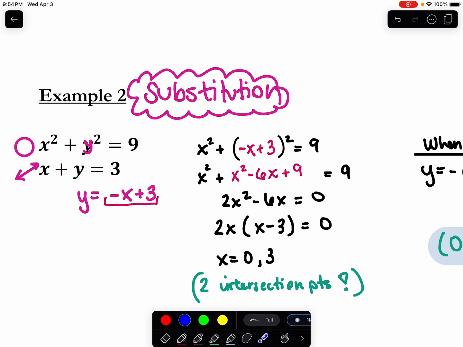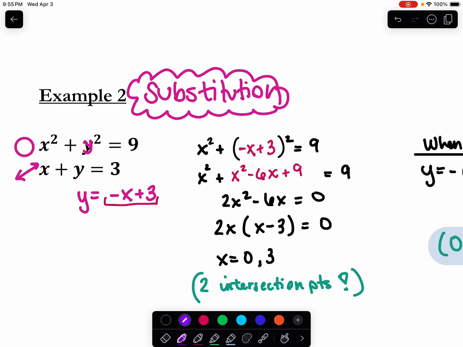I set it equal to 0. Now I'm going to factor it by taking out a GCF, the 2x. So 2x squared divided by 2x is x. -6x divided by 2x is -3. And then we can use the zero product property. 2x equals 0, x is 0. x minus 3 equals 0, so x is positive 3. So again, we have 2 x values, which means we could possibly have 2 intersection points. So we need to figure out the corresponding y value for both of these.